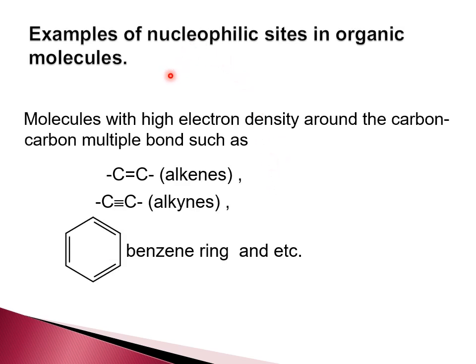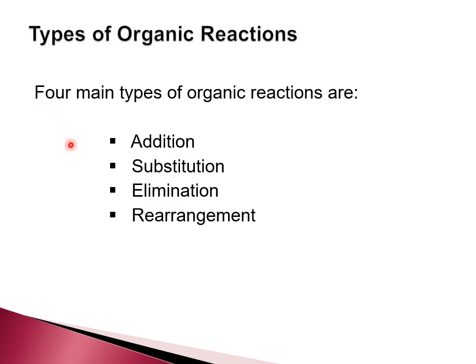If we have a nucleophile, we also have nucleophilic sites where we have a lot of electrons. The density of electrons would be high at the carbon-carbon unsaturated bonds, such as double bond and triple bond in alkenes and alkynes. Benzene ring also is a nucleophilic site. Okay, the last part of this lesson is types of organic reaction.